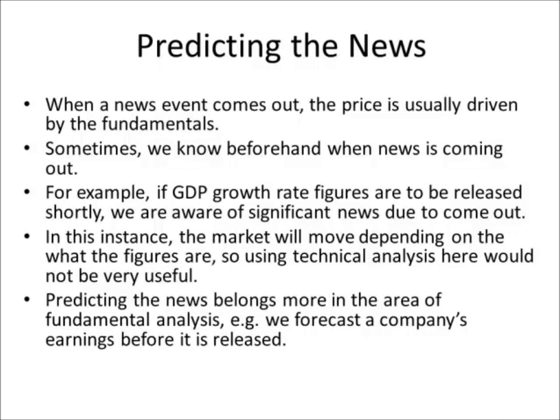Now, there are some instances where we will know beforehand when news is coming out, right? So let's say, for example, GDP growth rate figures are going to be released. At regular intervals, the statistical organizations in the government release figures like GDP growth, and they will usually have a set time and date when they will release this. So in this case, we may be aware that significant news is due to come out. Now, after GDP growth is released, the markets will react in one of two ways. Let's say we're talking about the stock market as a whole. If GDP growth is better than expected, the stock market will rise. If GDP growth is worse than expected, the stock market will fall. And we can't predict which way this will go because we don't know what the news will be. And as a result, these are instances where we should not trade.